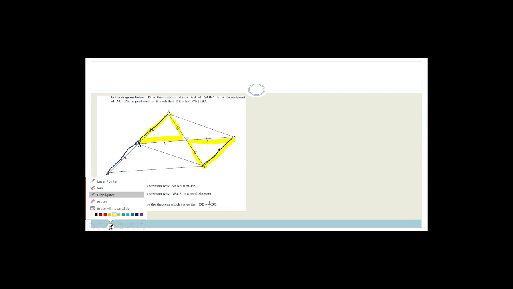Do you agree that we actually have been given a whole bunch of information? Let's get the pen out. Okay. We know that AE equals EC, so we can say in triangle AED and triangle, it really doesn't matter, let's call it FCE. Do you agree that AD is equal to FC? AD is equal to FC. Why? Because they've told us.